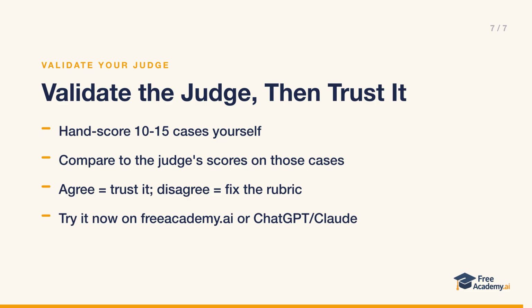To recap, reuse your rubric as the judge's instructions: control position, verbosity, self-preference, and lenient drift. Pick pointwise or pairwise based on what you need, and always validate before you trust.